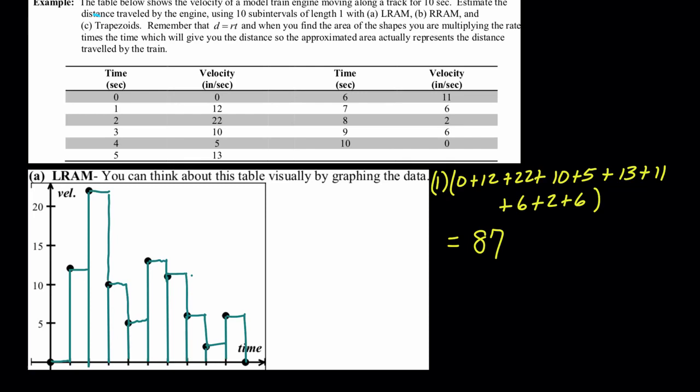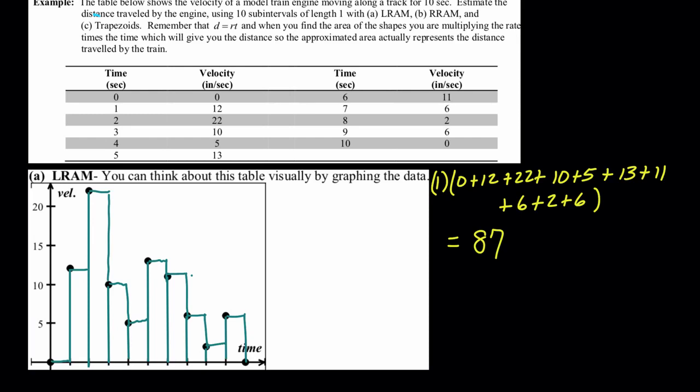Okay, so I went ahead and filled in or drew the rectangles for the left rectangle approximation here, and did the calculation, coming up to 87. Again, the base is 1 for each of these rectangles, so I just took out a 1 and then added up all the heights, which is the same thing as base times height on these. And that gives us 87.